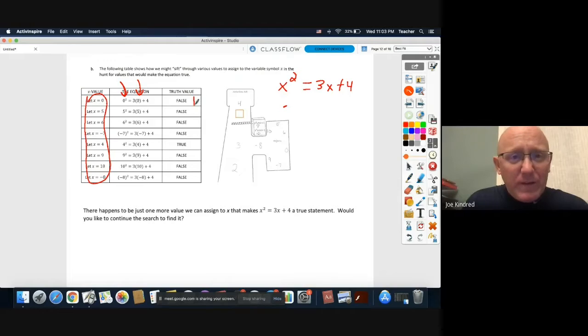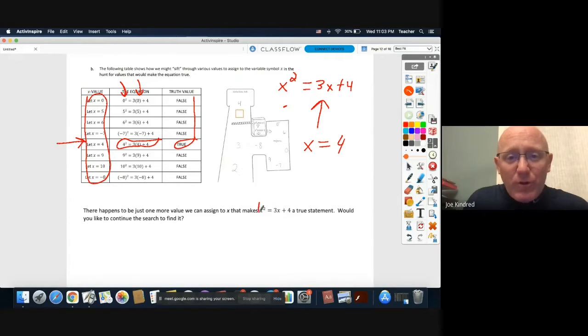As you see, they go down here, they find all these falses, and then all of a sudden, boom, they find that if they let x equal 4, that is true. What you can see is 4 squared is equal to 12 plus 4, which is 16. 16 is equal to 16. So it turns out that one of the solutions to this equation is when x is equal to 4.